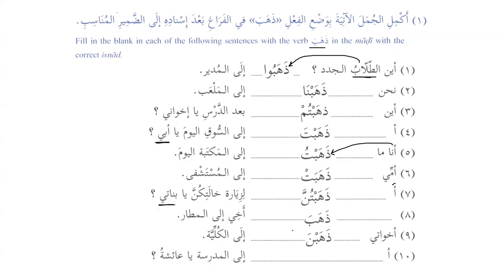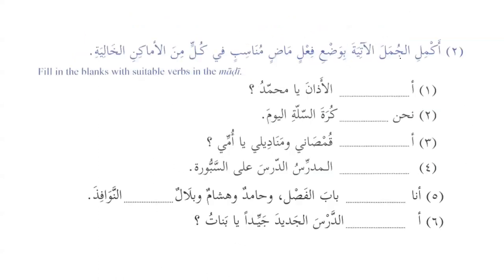So we will say أذهبت إلى المدرسة يا عائشة. O Aisha, did you go to the school? أكمل الجمل الآتية. You have to complete the following sentences. أكمل is فعل الأمر and it is sakin. And when we connect sakin with al, we have to put kasra. So as we can see here, أكمل. And whenever we have فعل الأمر, after فعل الأمر, the noun will be mansoob. يعني it will take fatha.